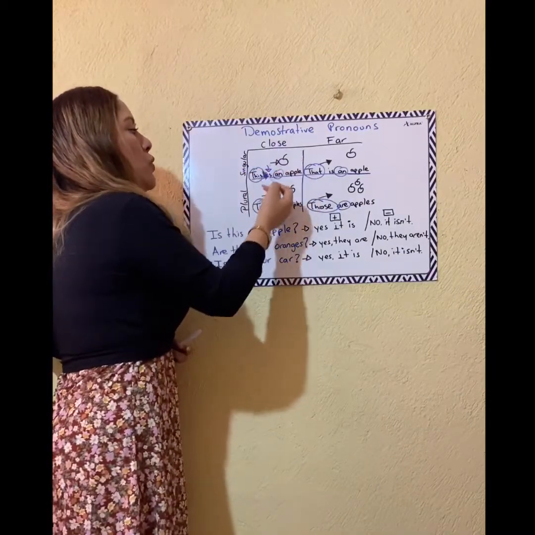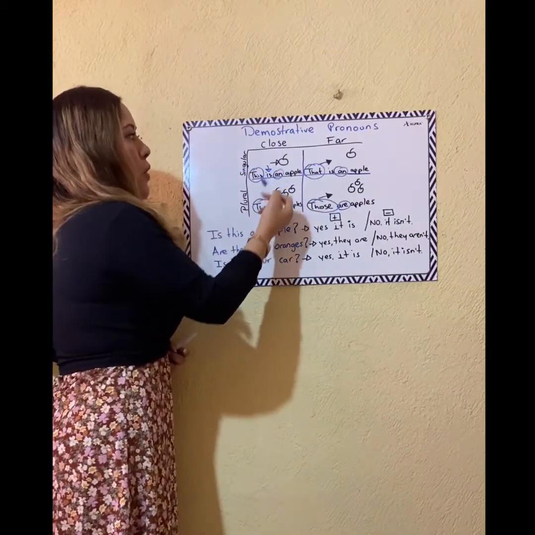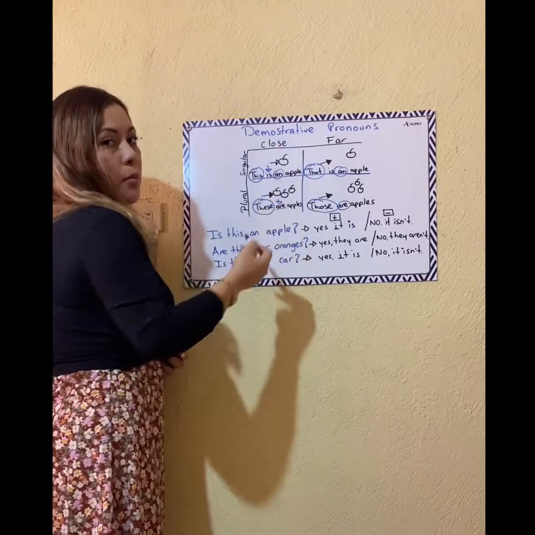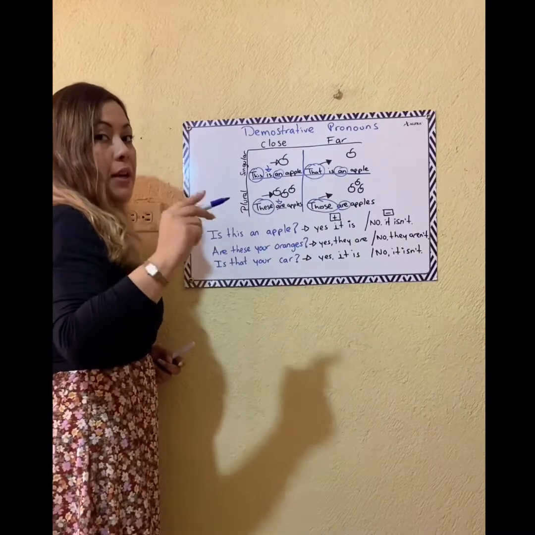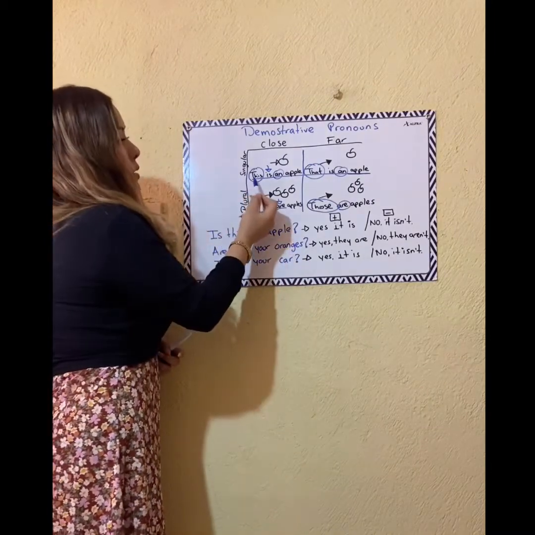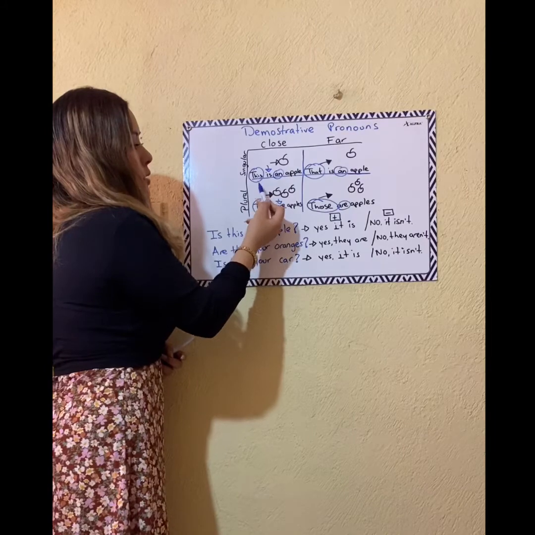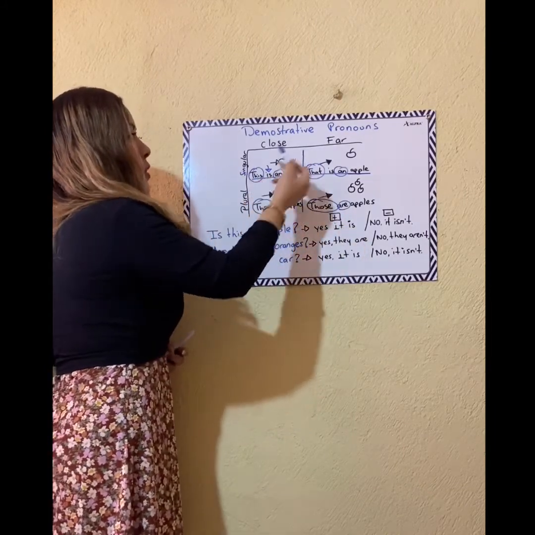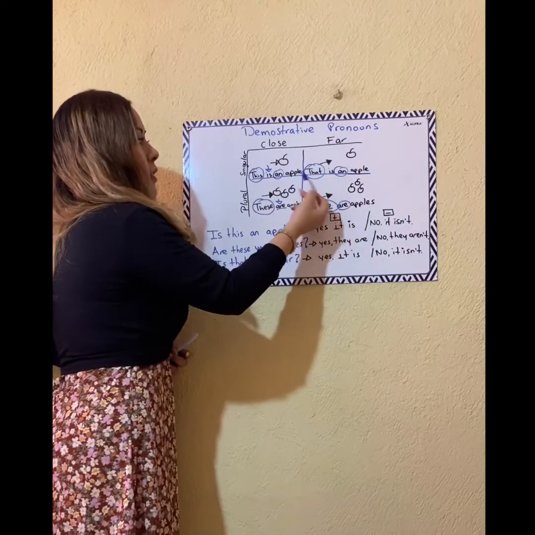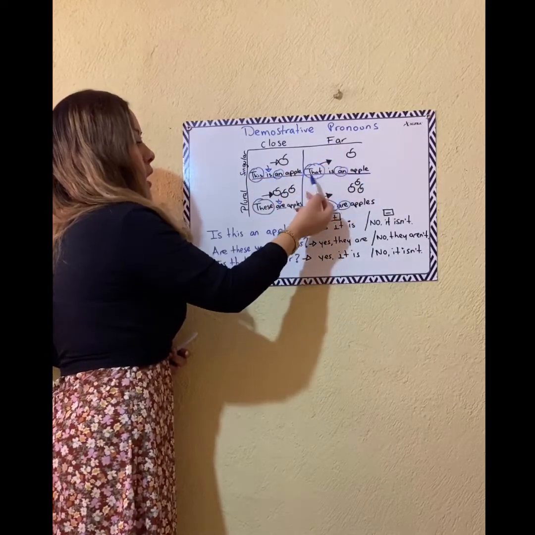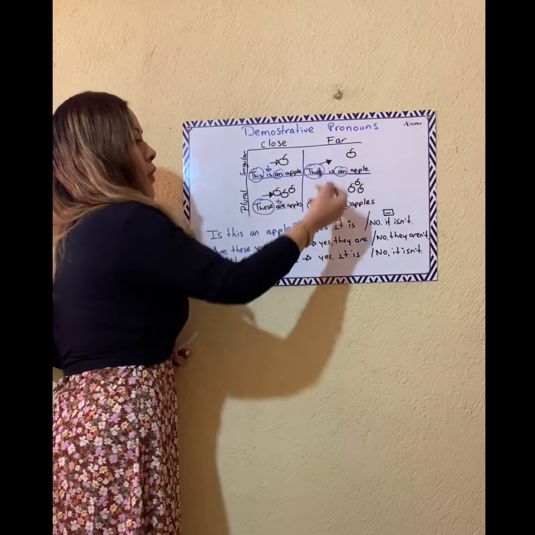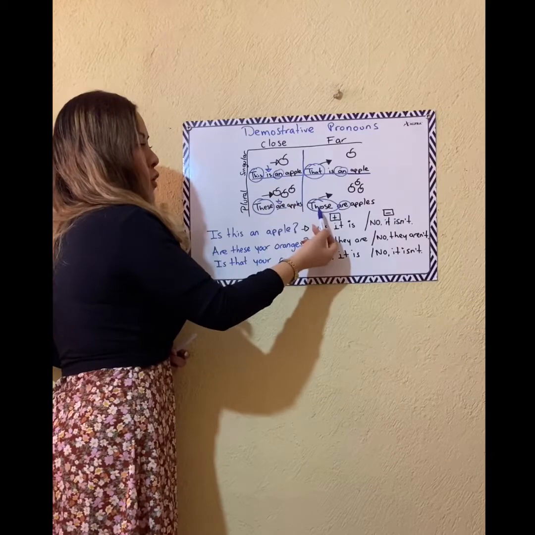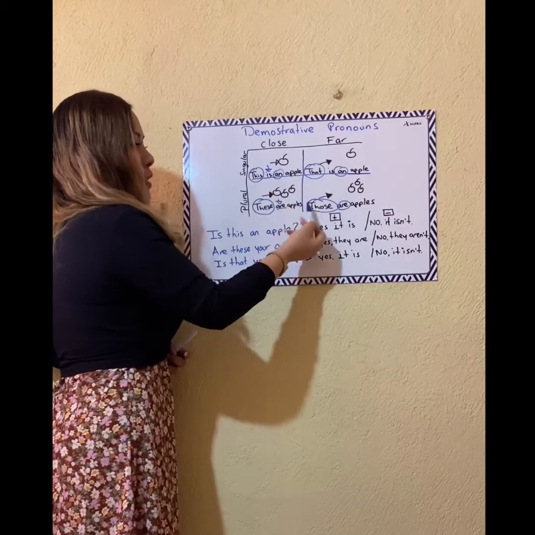Singular and close, this. Plural and close, these. The pronunciation is the same, but if you pay attention, we don't write it in the same way. This, these. And now, singular and far, that. Plural and far, those. This, that, these, those.